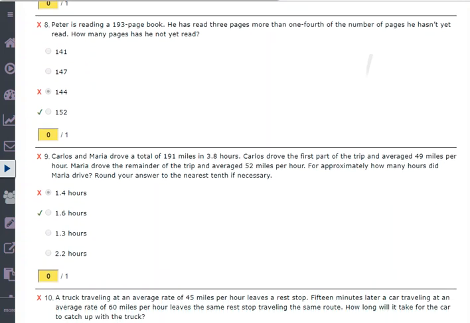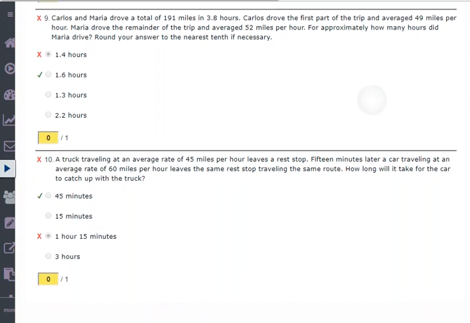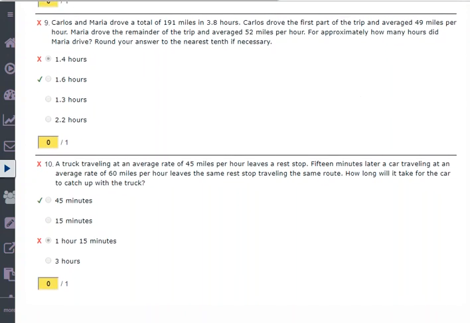So again, the hardest part I think on some of these is just setting them up. So number 9 is similar to the one up above. Carlos and Maria drove a total of 191 miles in 3.8 hours. Carlos drove the first part of the trip and averaged 49 miles per hour.